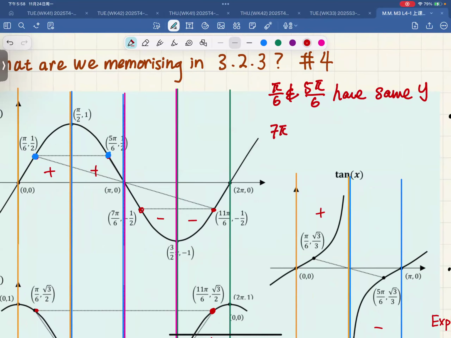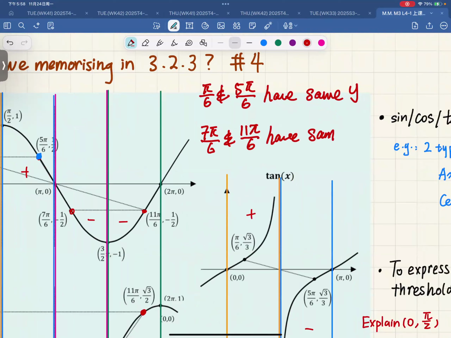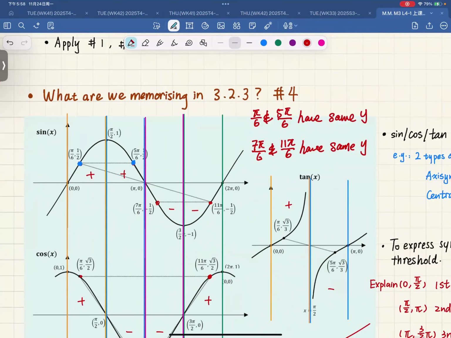7 pi over 6 and 11 pi over 6 have the same y. But these y values have the same magnitude but opposite sign. One is like plus 1, one is minus 1.